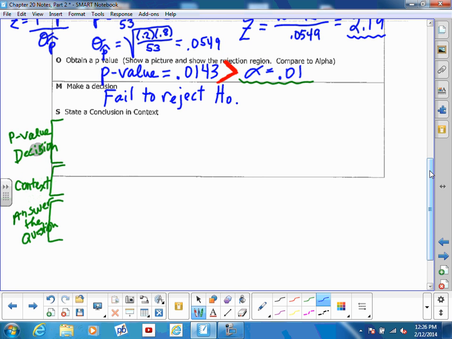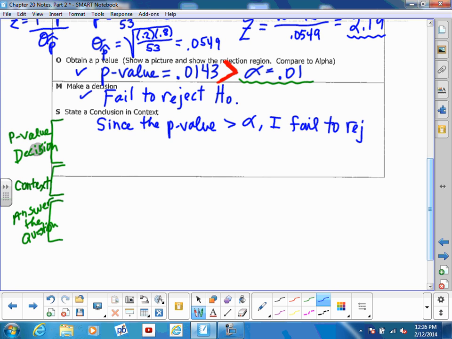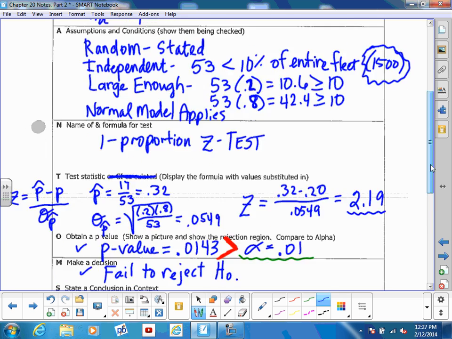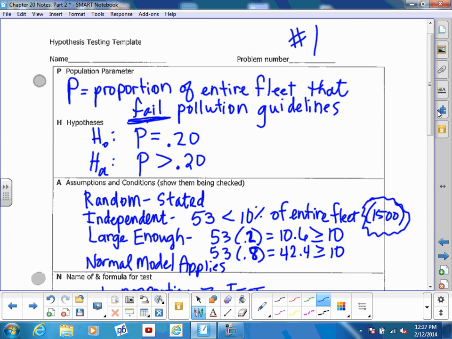You're basically going to restate this and this. So you say, since the p-value is greater than alpha, I fail to reject that. So don't put just the H0 right here. Now you put in context. So I fail to reject that. And you know where you find context? Up here. So this is where you're going to get your context from.